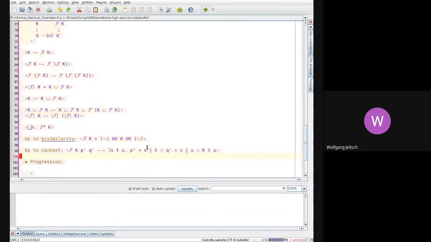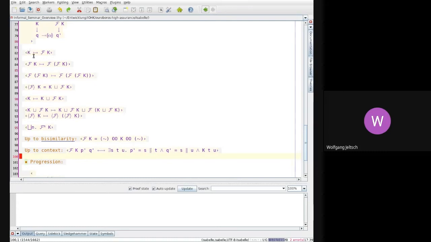These p prime and q prime, they are of this structure. This is up to parallel context, and there are also other up to contexts. We have a common context s, and on the right you have t and u, and they must be related by k. And we see that k is not included in f of k, because these processes that the f of k relates, they are larger. They are larger terms. They have this additional s here, and it's not clear that these are in the original relation k. They might be, depending on the k, but in general, they are not.